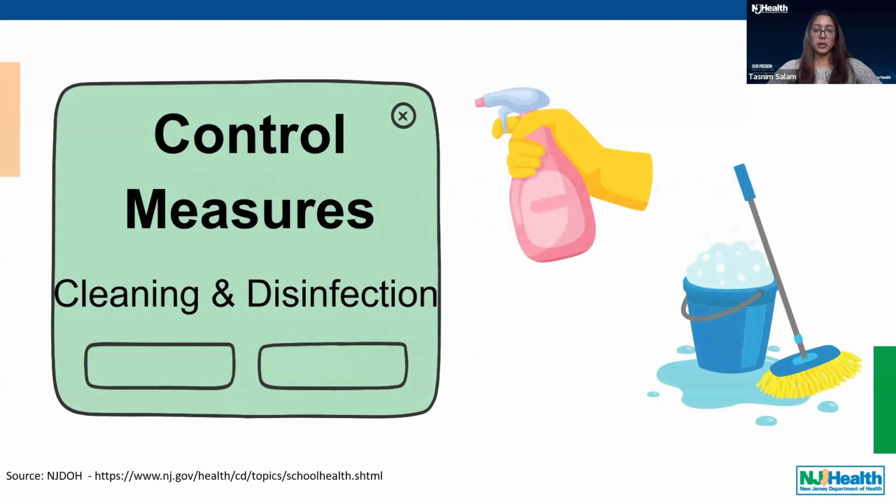So now let's talk about cleaning and disinfection. Cleaning and disinfection of commonly used areas and surfaces also helps prevent the spread of norovirus. Cleaning refers to the use of soap or detergent and water to physically remove germs and dirt from surfaces or objects. Disinfection refers to the use of chemicals to kill germs on surfaces or objects. It is important to properly and safely clean and disinfect commonly used spaces and frequently touched surfaces and objects.